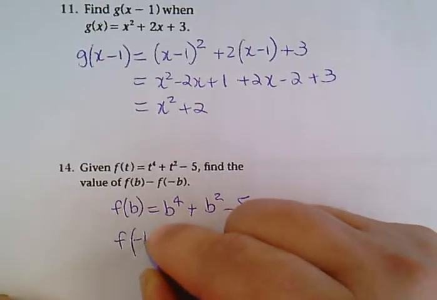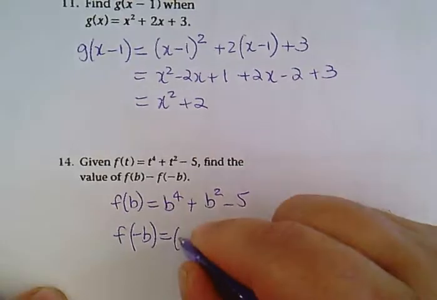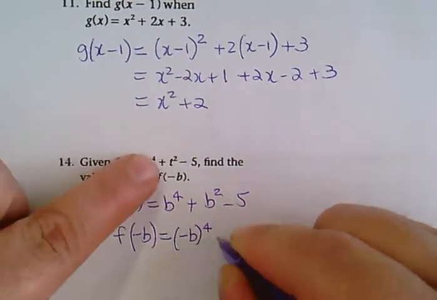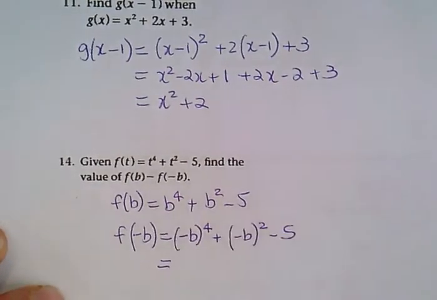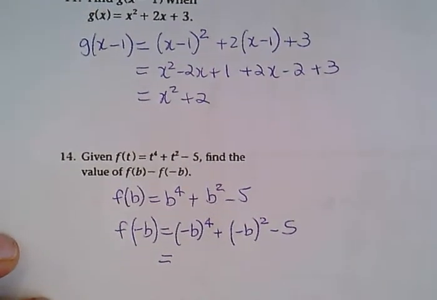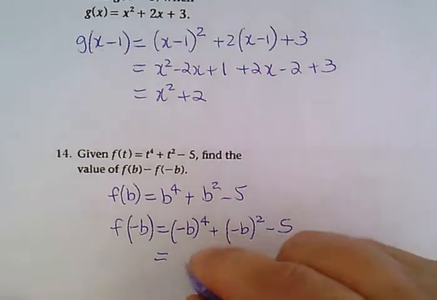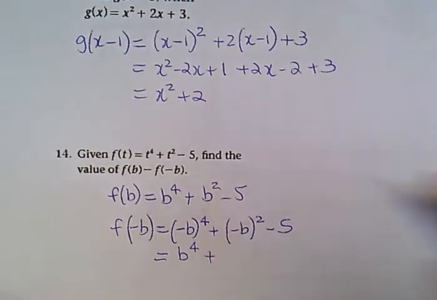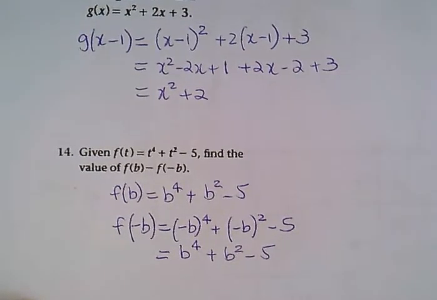Don't worry about minus f of negative b. Let's just do f of negative b. What's that telling me? Wherever the t was, replace it with a negative b. Negative b to the power of 4 plus negative b squared minus 5. What do you get? What's a negative times a negative times a negative times a negative? It's a positive. Any even power of a negative is a positive. Plus negative times a negative is a positive. And what do you think the answer is going to be?